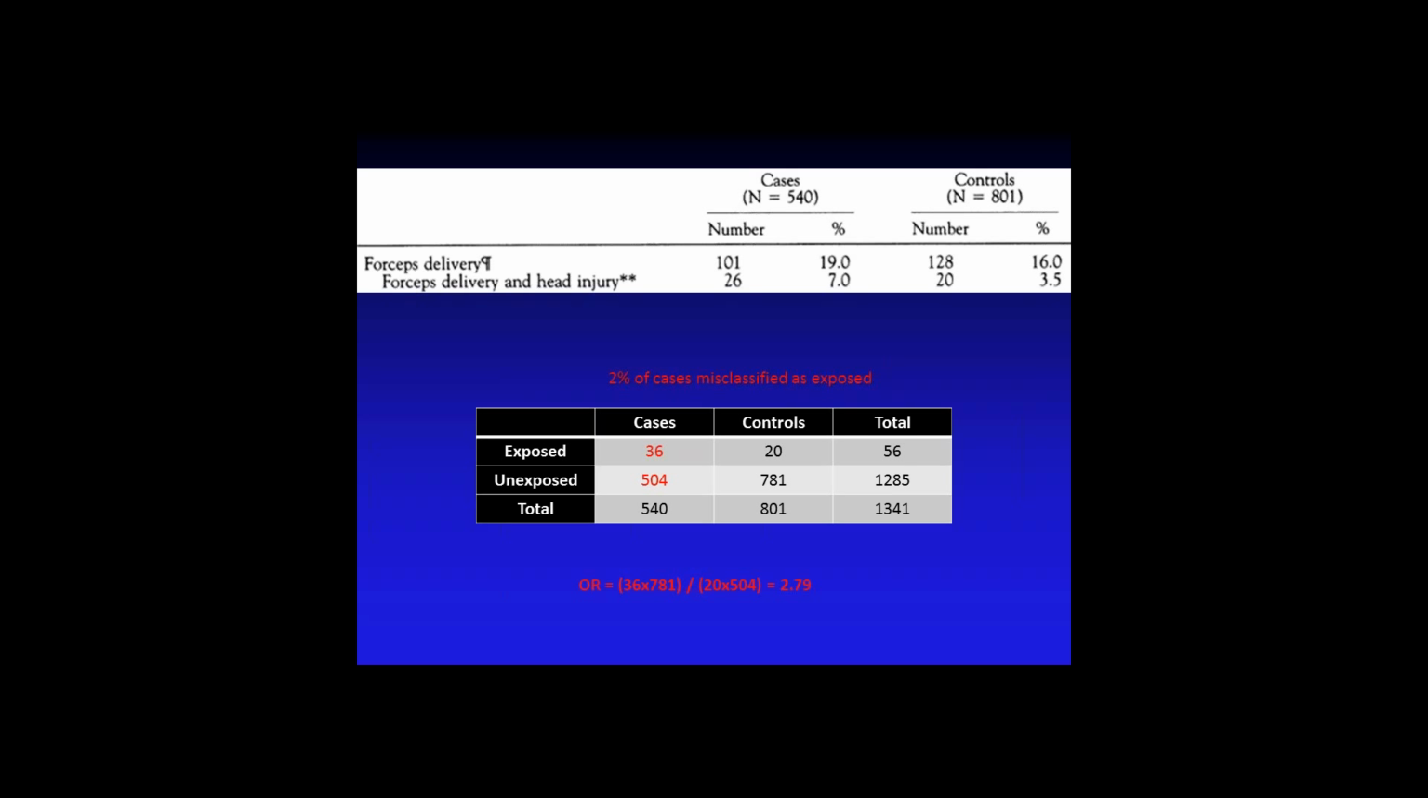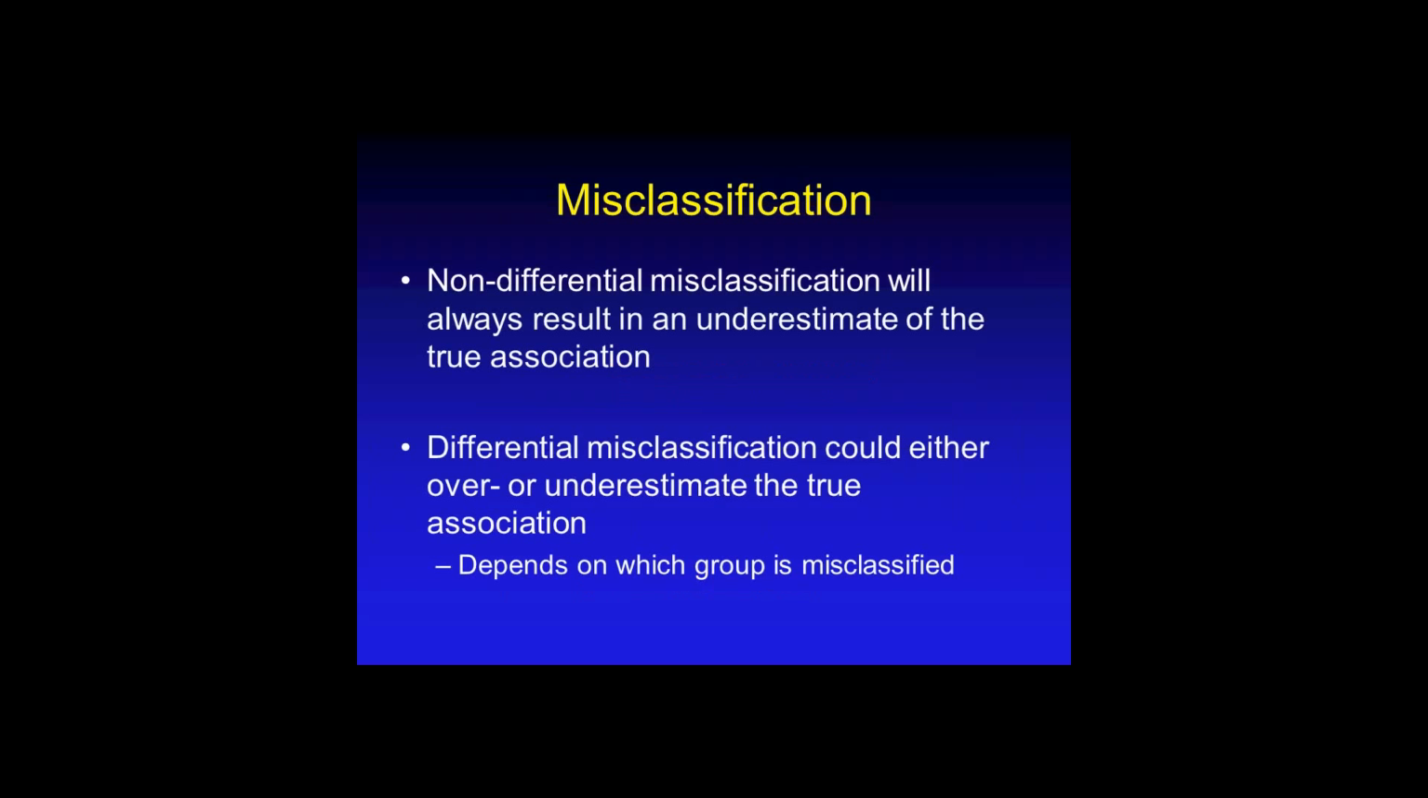So a differential misclassification can make your association go either way. It just depends on how the misclassification occurs. Non-differential misclassification always underestimates the true effect. And there it is in note form.